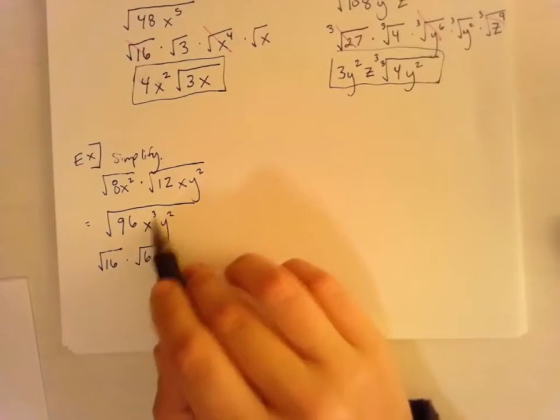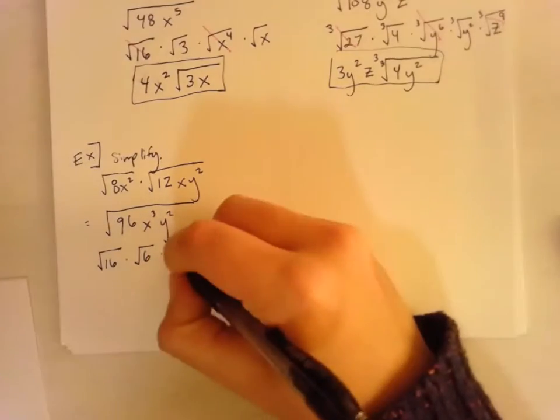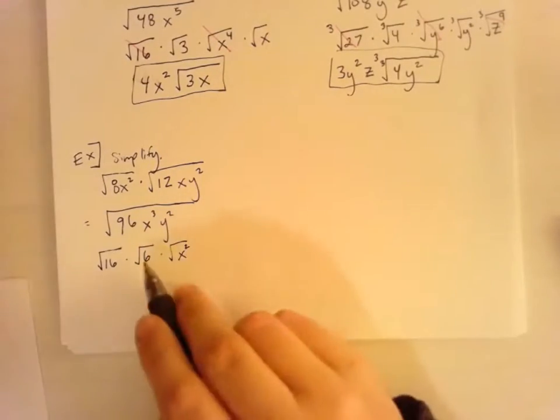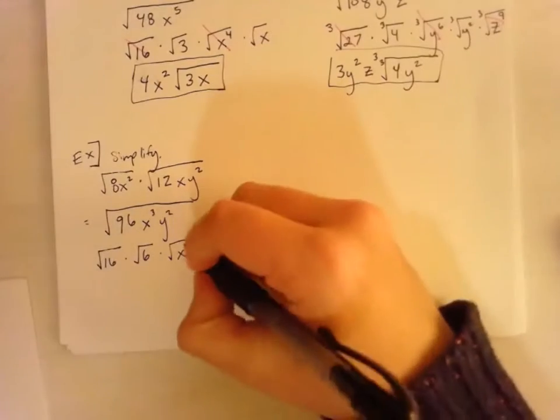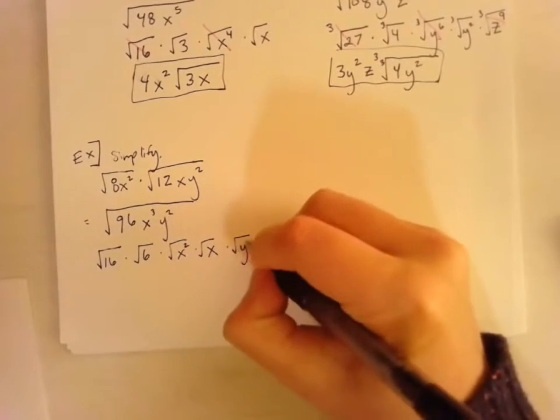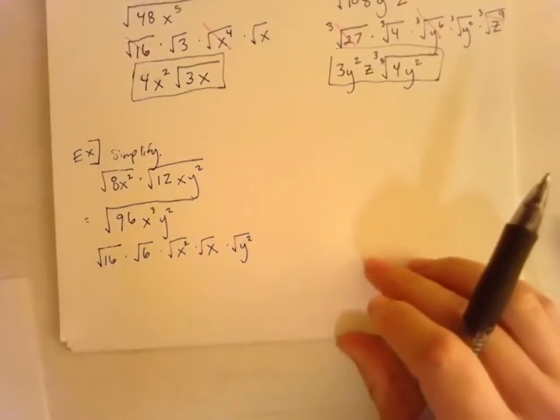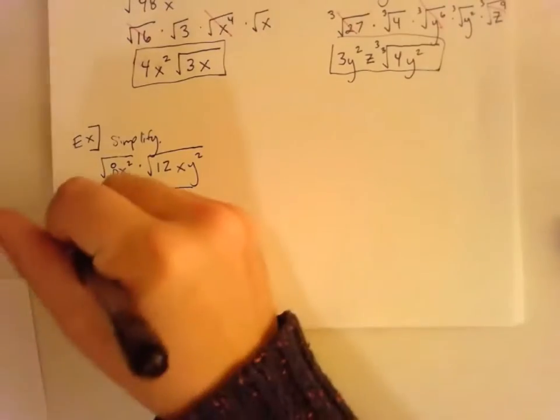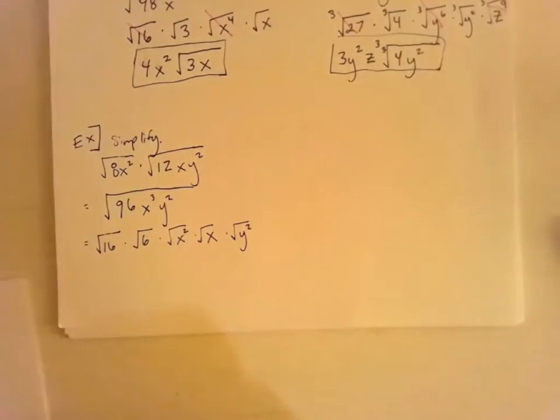Next, I'm going to turn x cubed into square root x squared, because that's going to simplify, times x. And lastly, I'm going to leave it as the square root of y squared because that will also simplify. Have my little equal sign there as well. And now, I'm going to simplify each piece, and as I do, I'm going to cross out what I simplified.